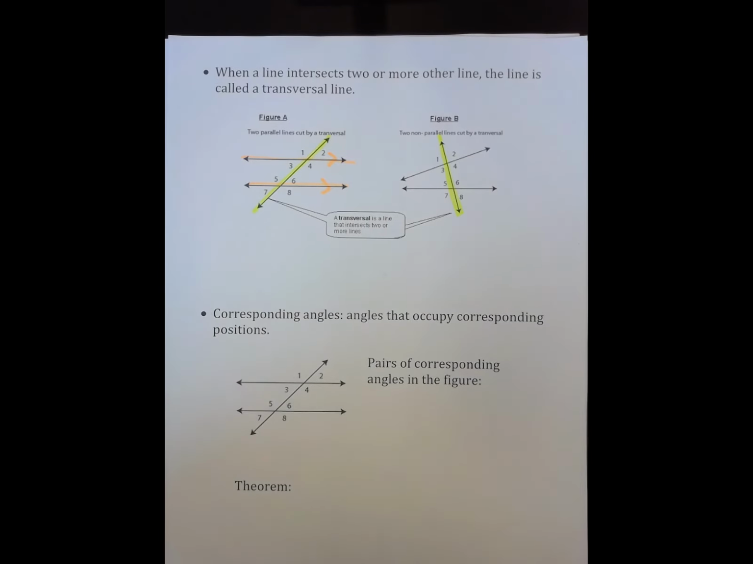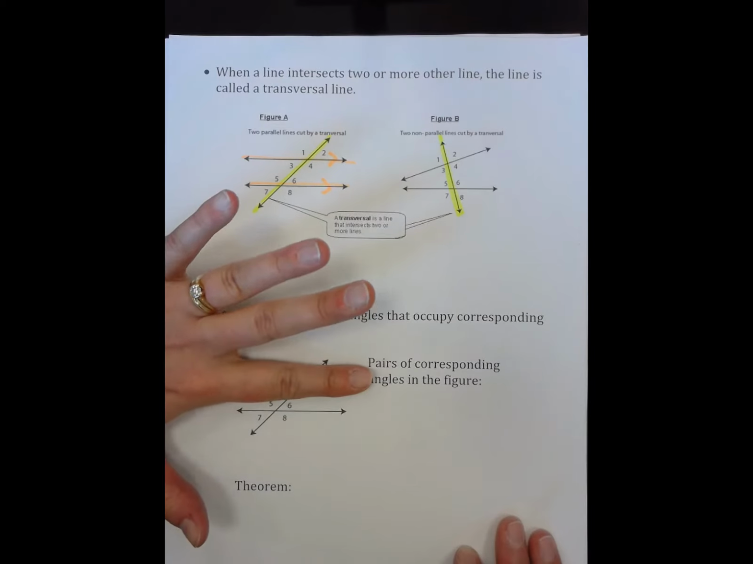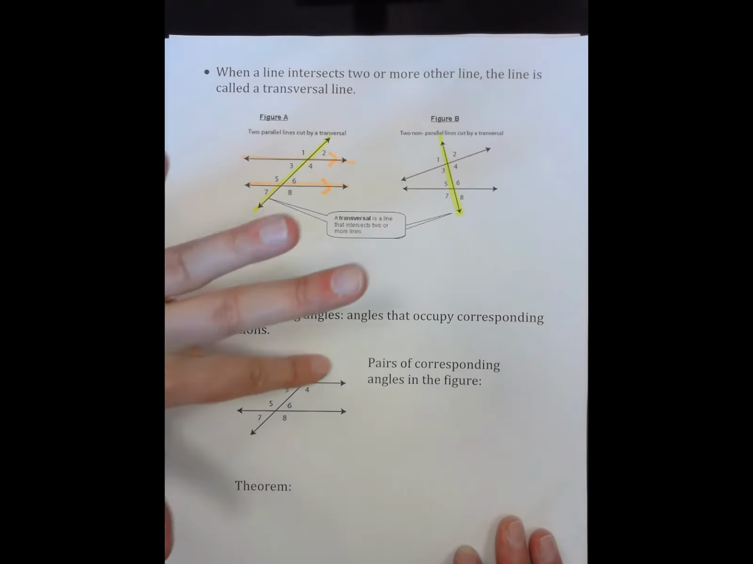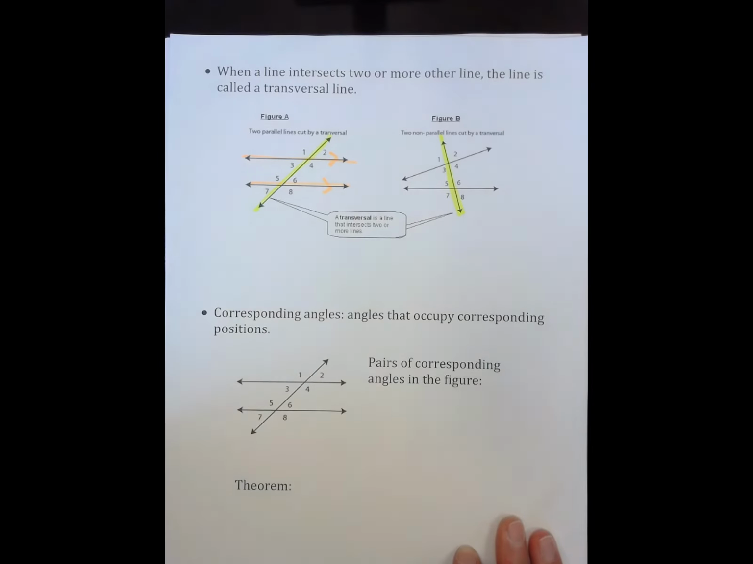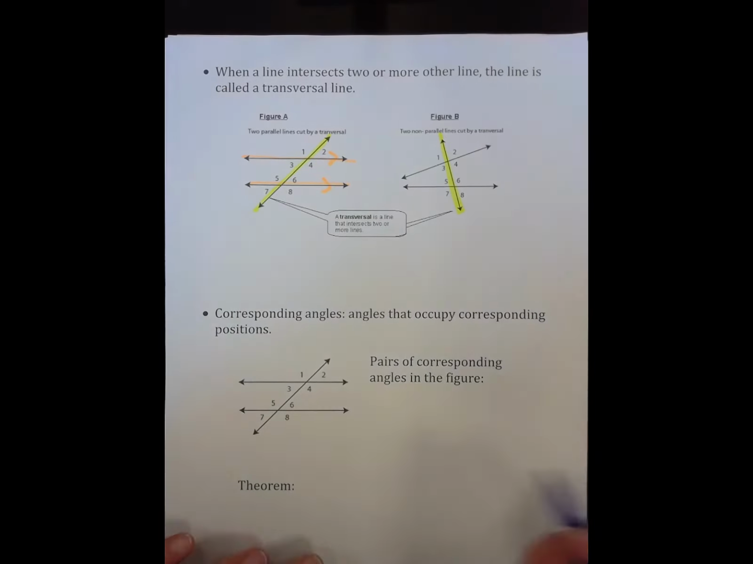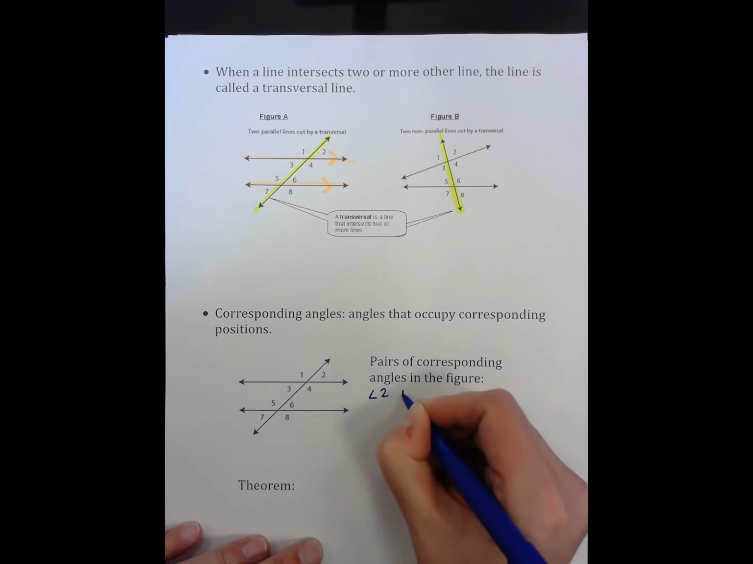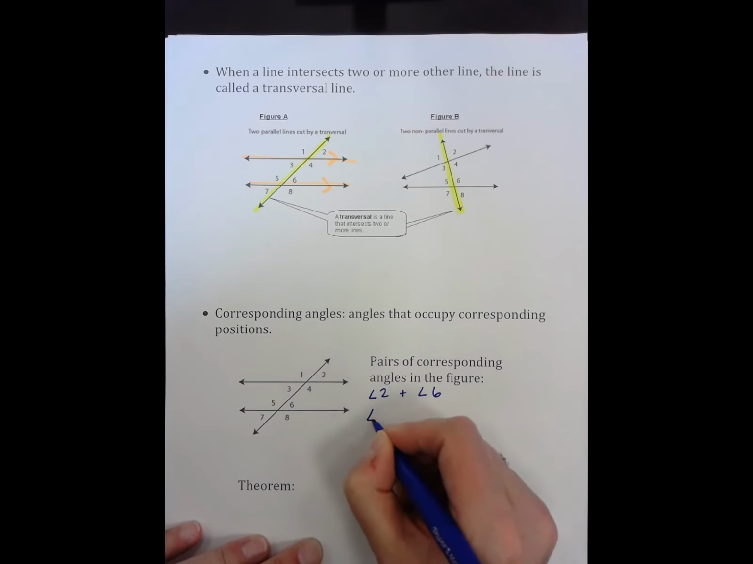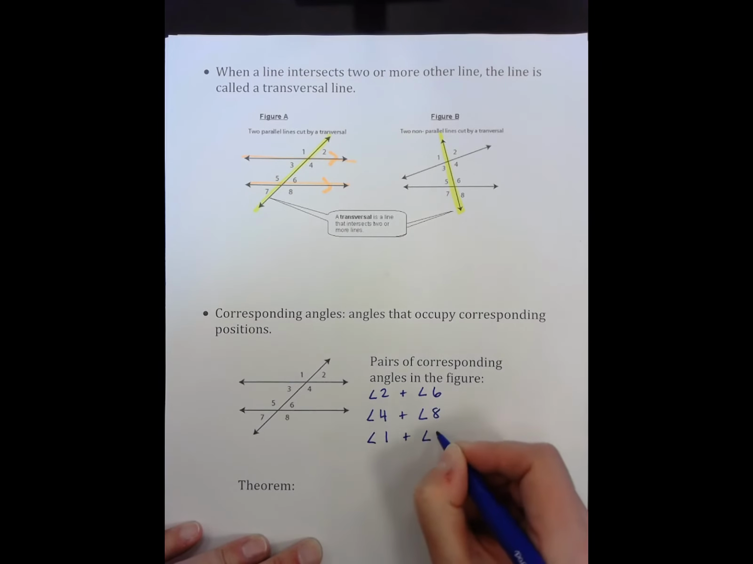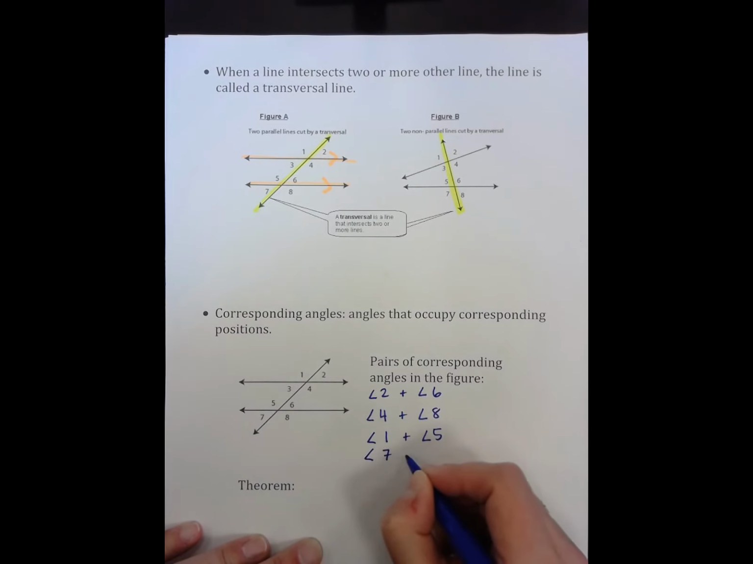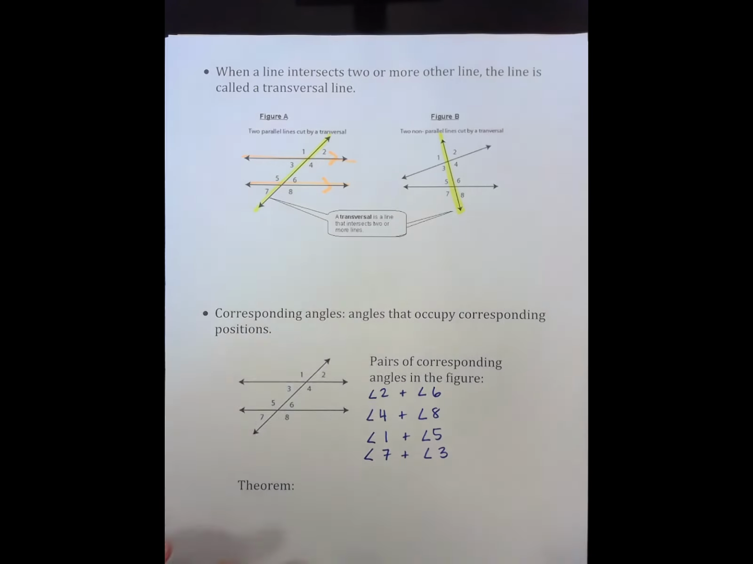So the first thing we're going to do is identify some pairs of corresponding angles. Corresponding angles are angles that sit in the same place. If you can imagine taking this line and this transversal and sliding them on top of each other, they're going to be the angles that end up on top of each other. So we would say that angle 2 and angle 6, angle 4 and angle 8, angle 1 and angle 5, and angle 7 and angle 3.